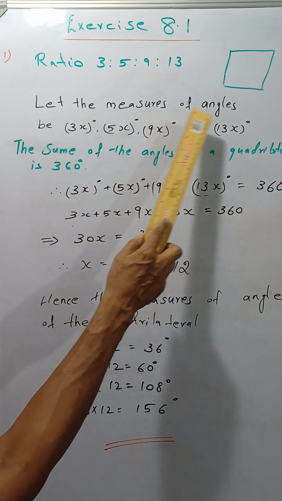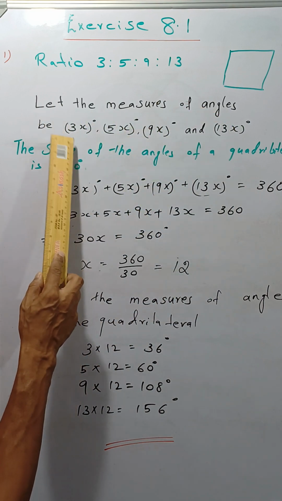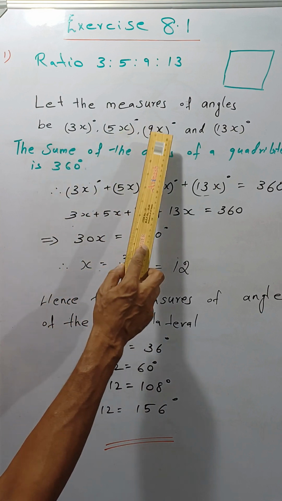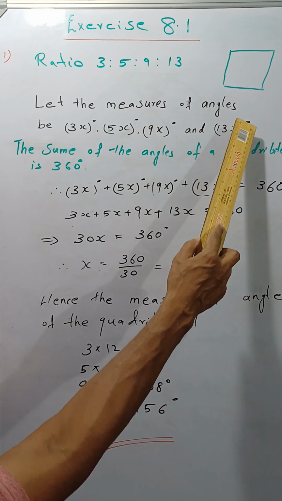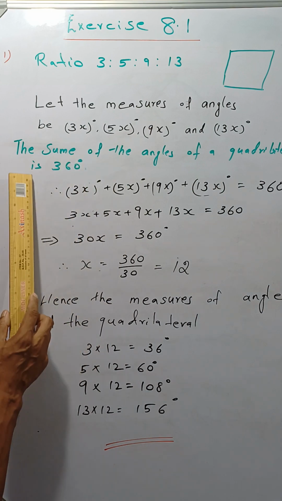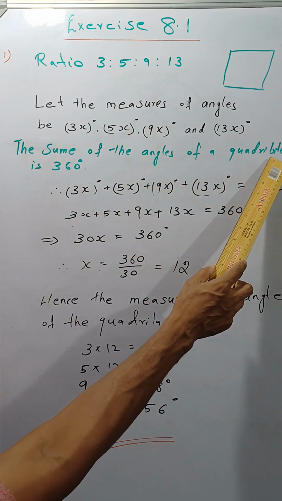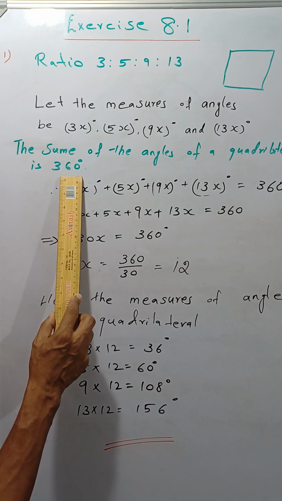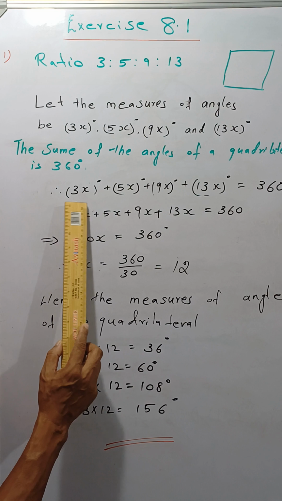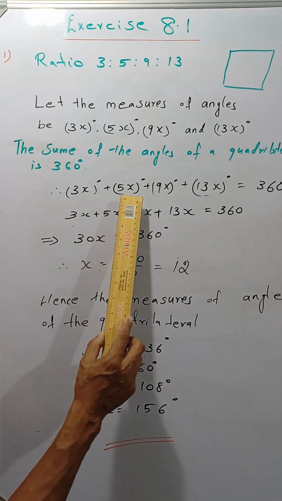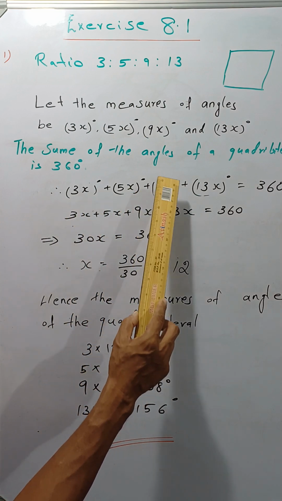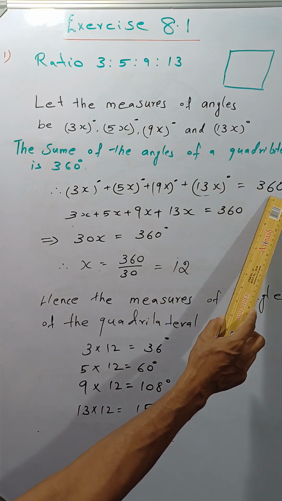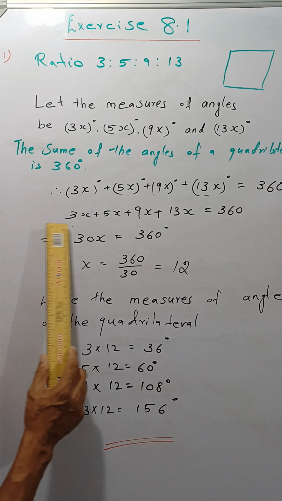Let the measures of angles be 3x degree, 5x degree, 9x degree and 13x degree. We know that the sum of the angles of a quadrilateral is always 360 degree. Then let us write like this: 3x degree plus 5x degree plus 9x degree plus 13x degree is equal to 360 degree.